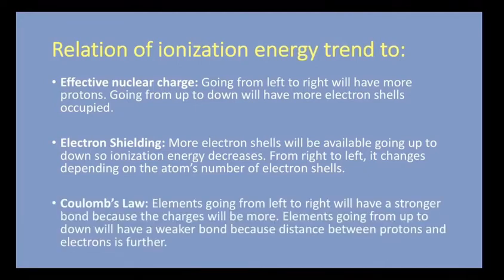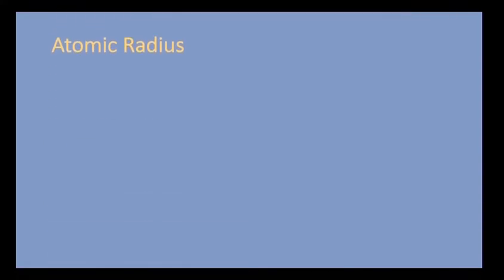And then the relation between ionization energy and Coulomb's law is that elements going from left to right will have a stronger bond because the charges will be more. And the elements going from up to down will have a weaker bond because the distance between protons and electrons is further. And as we know from the formula of Coulomb's law, this will decrease the amount of energy and the attraction.